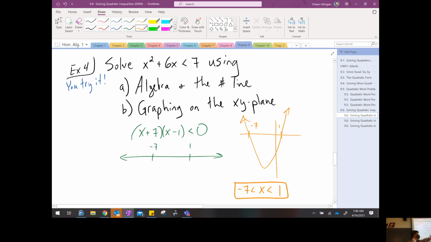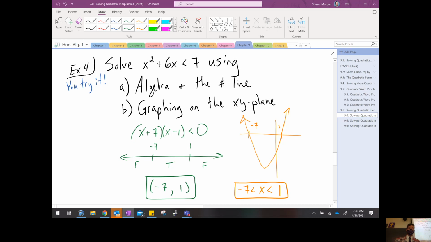But if I went over here the green route and I was testing out some numbers, I'm going to get a false statement, I'm going to get a true statement, and I'm going to get a false statement. So in other words, I would include from -7 to +1.